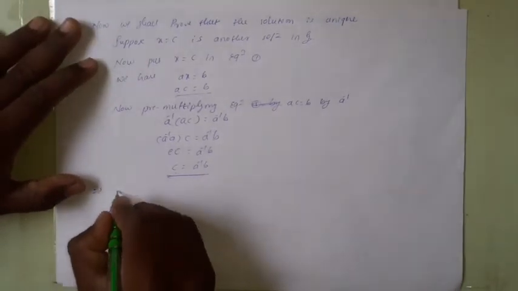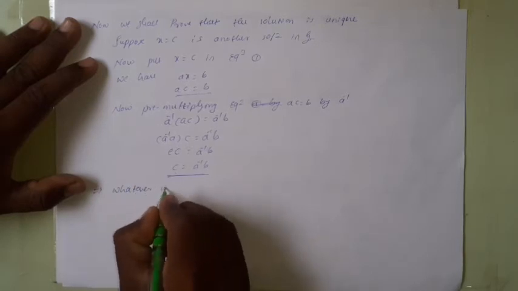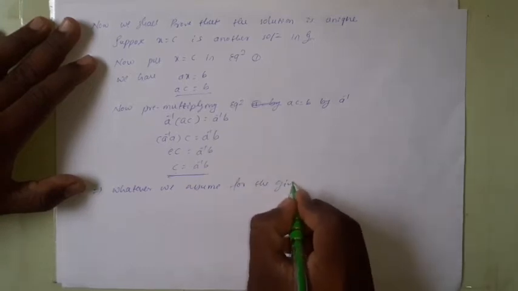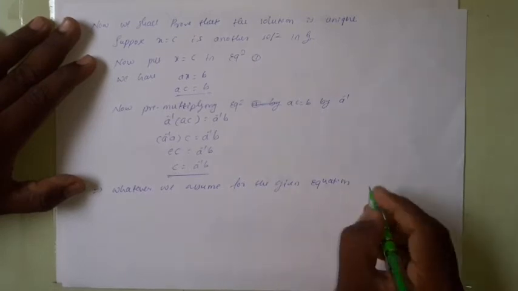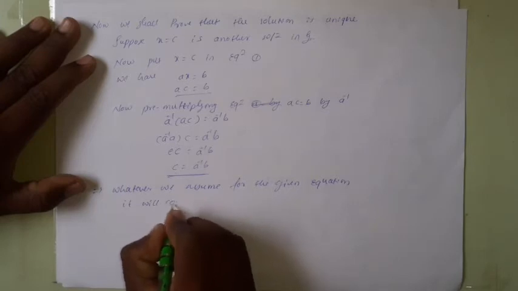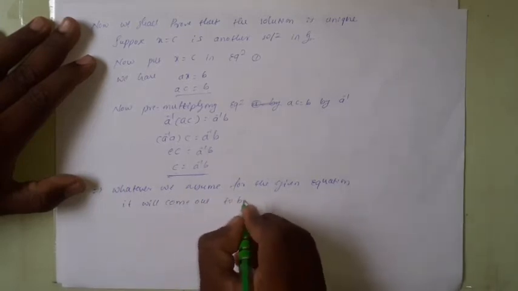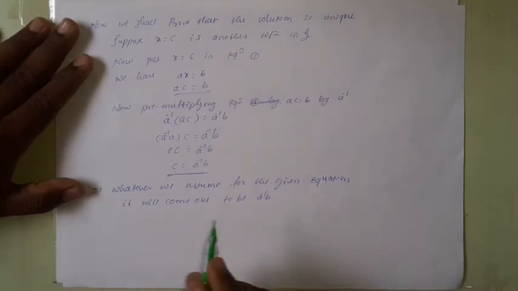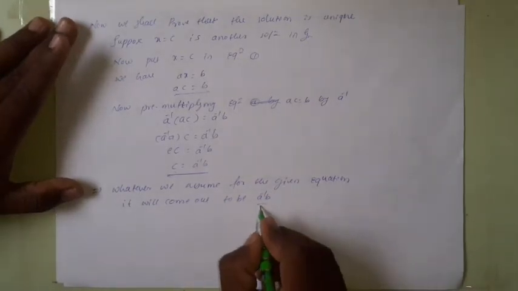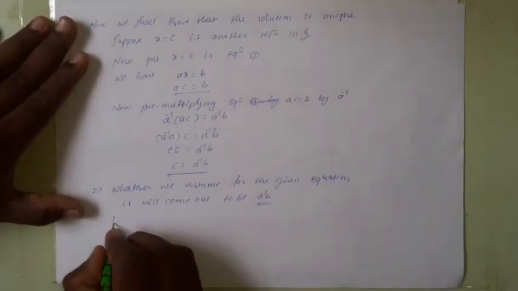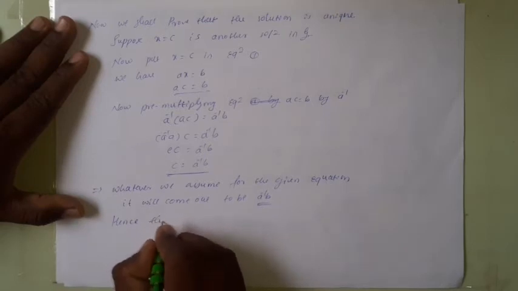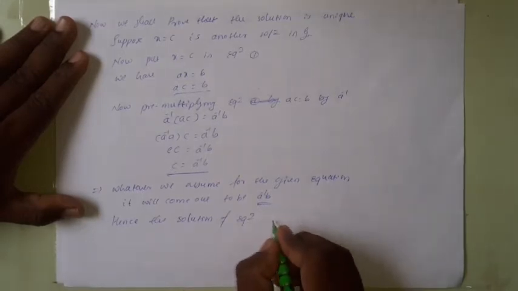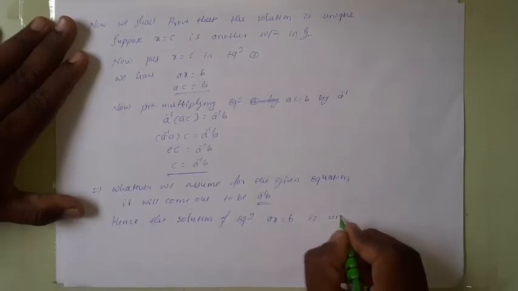It implies that whatever we assume for the given equation, it will come out to be A inverse into B, meaning whatever we assume for x, that assumed value must be equal to A inverse into B. Hence the solution of equation Ax is equal to B is unique.